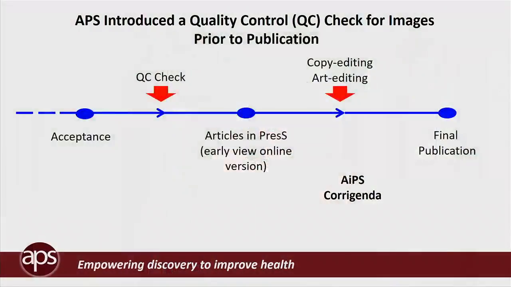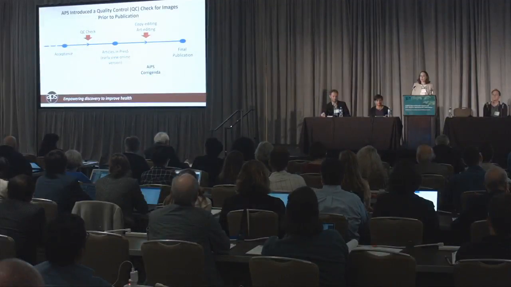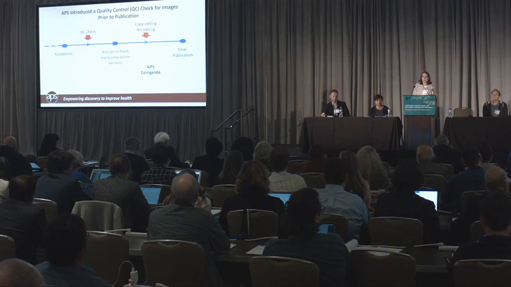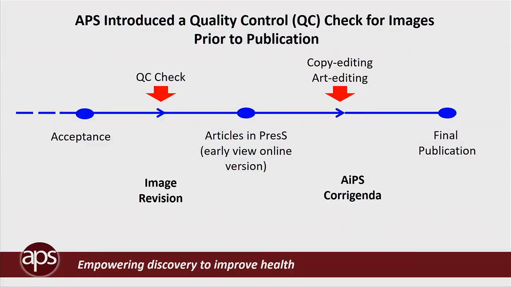So we moved the QC check to after acceptance. And so now our authors receive the acceptance letter, and the manuscript file moves into a new little box within the manuscript submission system, which allows our art staff to do the assessment for image modifications prior to the article being posted online or finally published. And this allows us to get revisions to non-fraudulent modifications prior to publication.